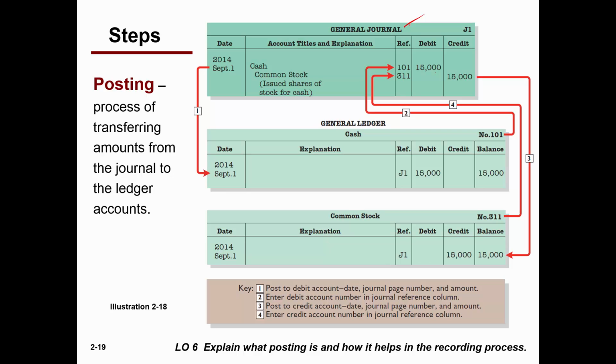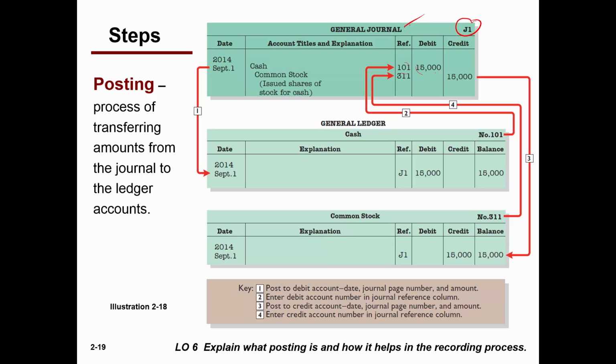To show where this debit comes from, we go back to the journal and look at the page number. J stands for General Journal, page 1. And to indicate that this 15,000 in the journal has been posted, completed, we take the account number for cash. Remember how we saw that in the chart of accounts? And we rewrite it here in this reference column.